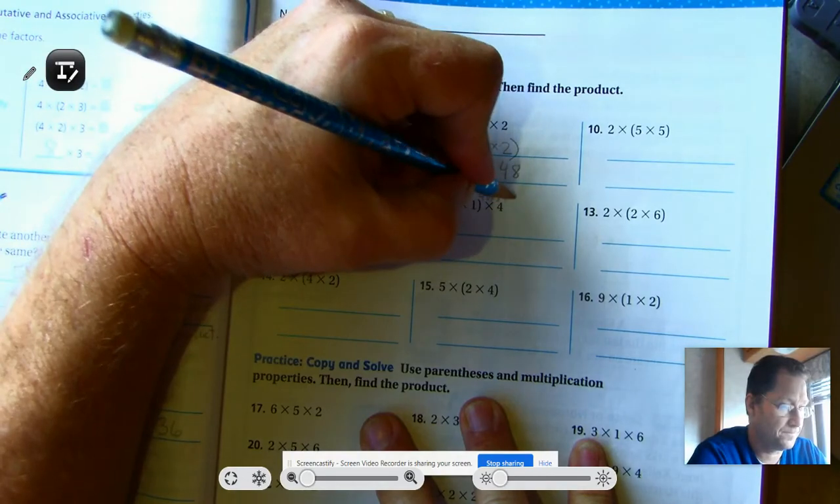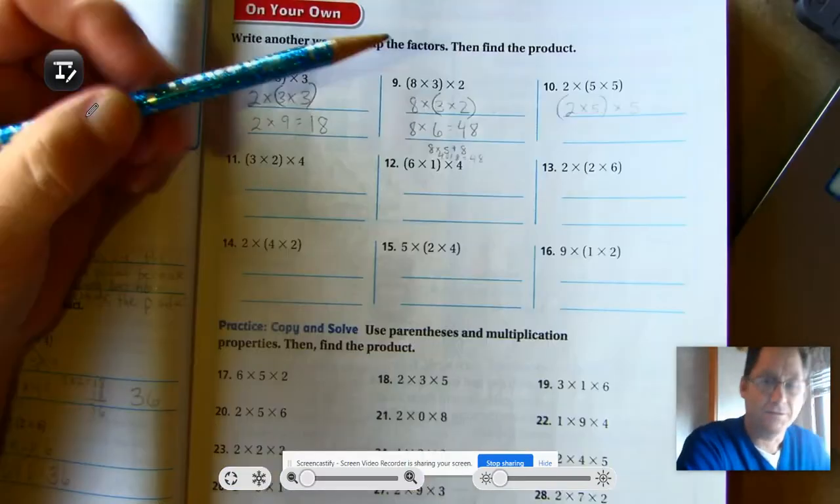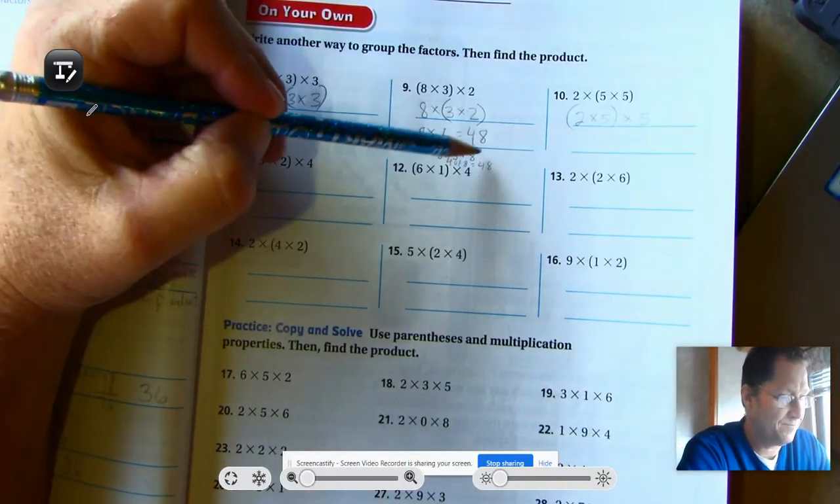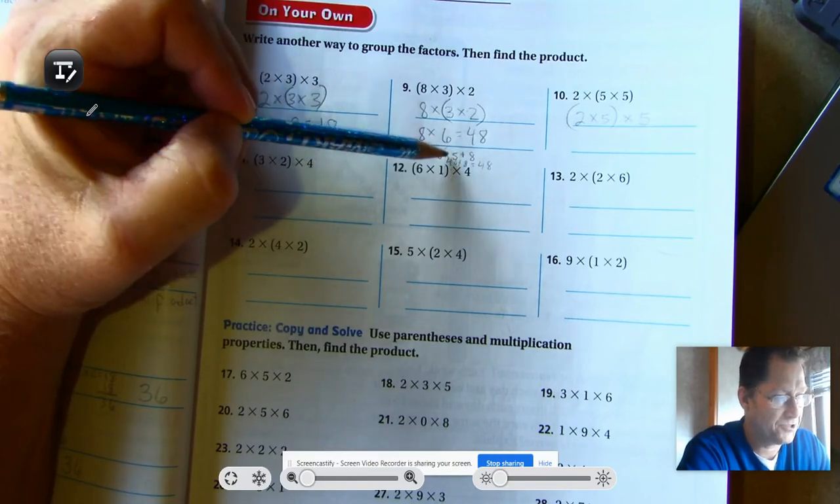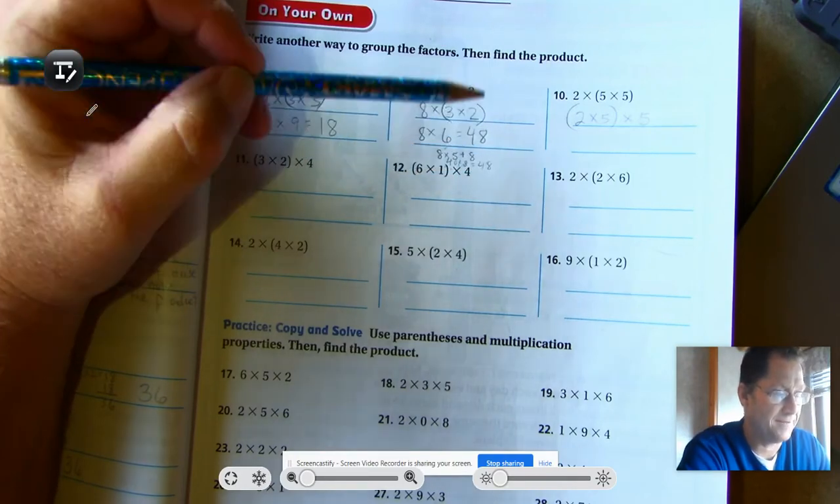2 times 5 times 5. And we write that as 2 times 5 times 5. Right, so finish up number 9. 8 times 5 would be 40. Add the extra 8. 40 plus 8 is 48.